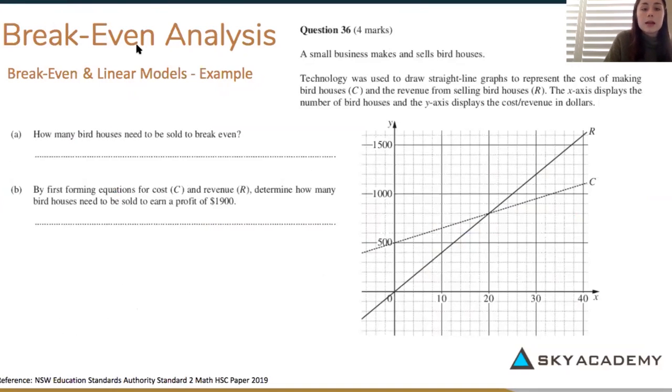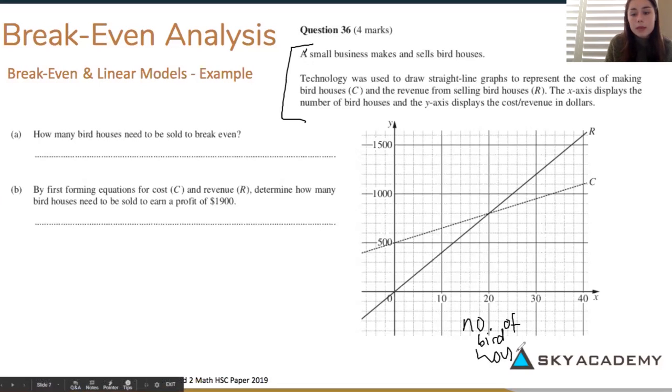So it says a small business makes and sells birdhouses. Technology was used to draw straight line graphs to represent the cost of making birdhouses, C, and the revenue from selling birdhouses. The x-axis displays the number of birdhouses and the y-axis displays the cost and revenue.